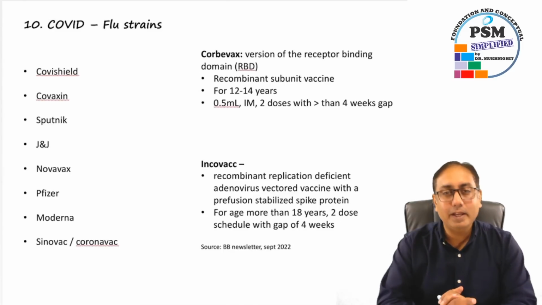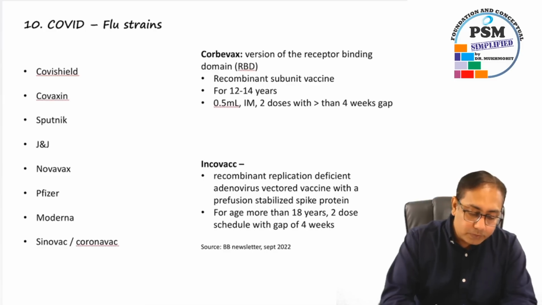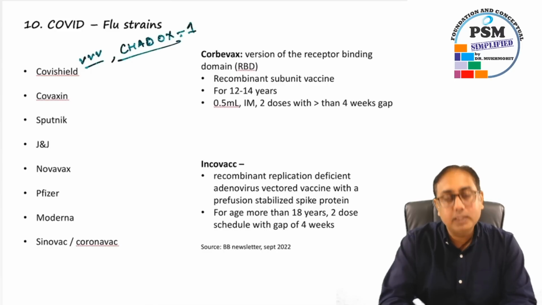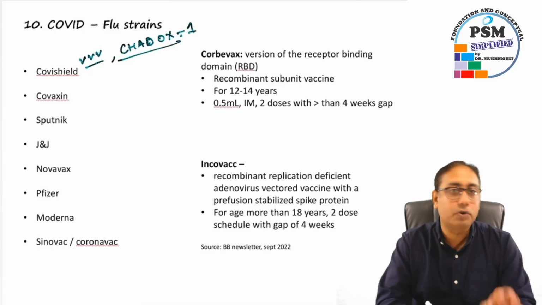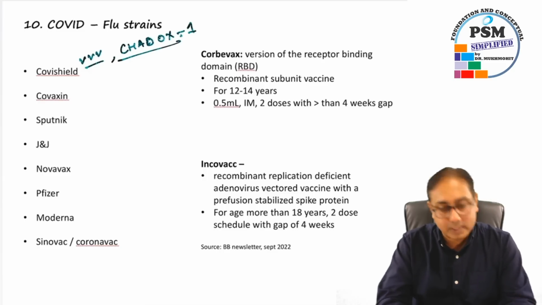Coming over to the next very high yield topic about COVID vaccines. You already know Covishield. What is Covishield? It is a viral vector vaccine and it is from the AstraZeneca or the ChAdOx1 strain. What is ChAdOx1? That is the chimpanzee adenovirus Oxford 1 strain. So Covishield has been used in India. It is a viral vector vaccine.